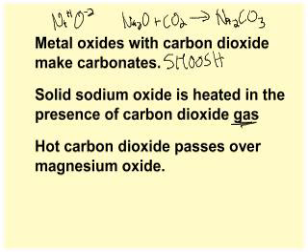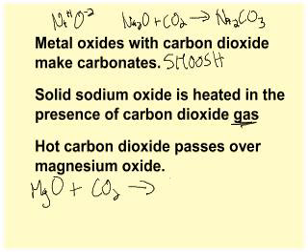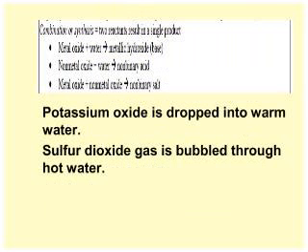Hot carbon dioxide passes over magnesium oxide. Magnesium oxide, magnesium's +2, oxygen's -2. Carbon dioxide, CO2, smoosh away, MgCO3. And why people remember smoosh? Because it's a funny word in Indiana.